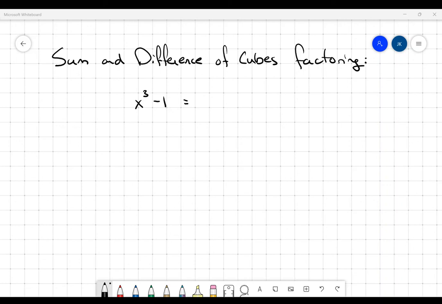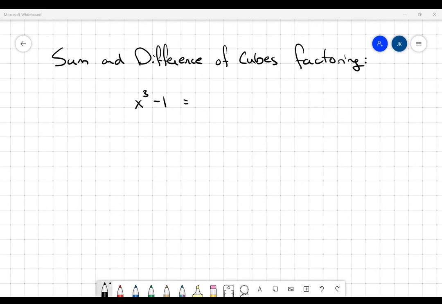All right, hi everybody. So in this video here, we're going to start taking a look at factoring, but we're going to look at the sum and difference of cubes. Okay, and this is a good one to start off with here. Really, x cubed minus 1. Both of those are perfect cubes.